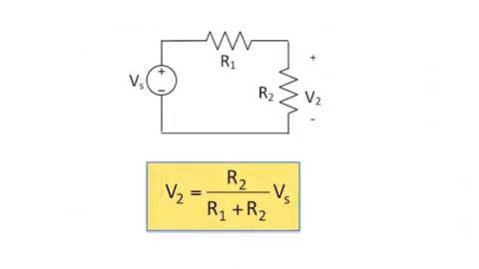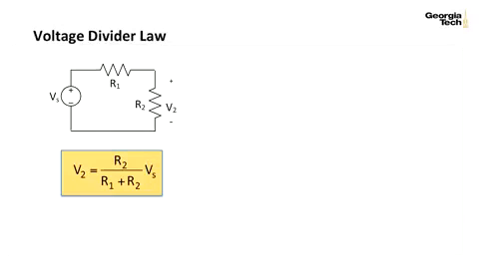Let's go ahead and derive it now. Let's define the current here, I. And what I'd like to be able to do is solve for V sub 2. So let's first combine these two resistors. So if I redraw this circuit, combining the two resistors, I have R1 plus R2.